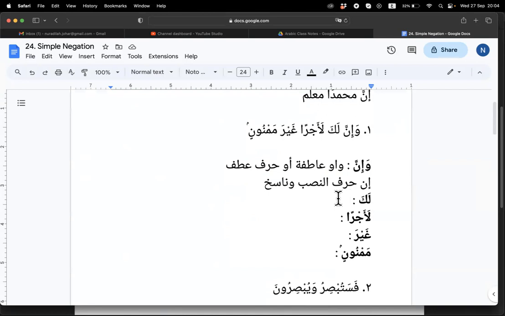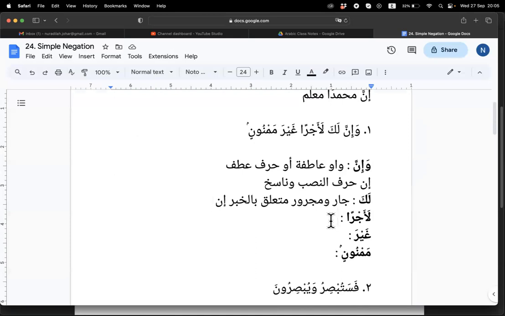And then laka. Laka, this one, lam is a huruf jar, and then ka is the majrur. So you can say jar wa majrur, and together it became a fragment. Muta'alliq to, this one mutalik to khabar, not just khabar but khabar inna. Yes, and then la ajron.